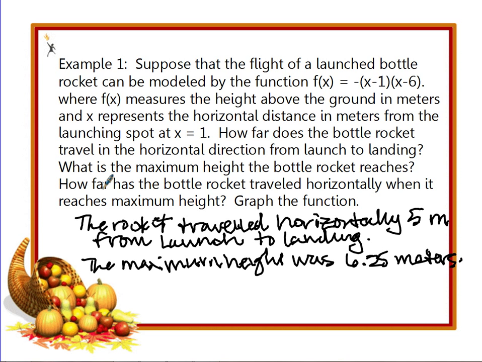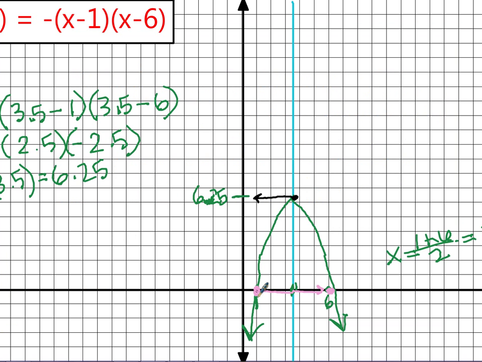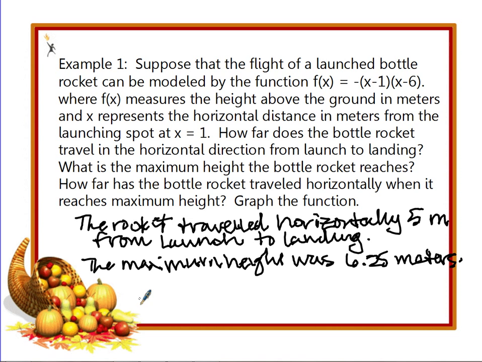The next question says, how far has the bottle rocket traveled horizontally when it reaches maximum height? So from where our bottle rocket started to where it reaches our maximum height, how far did it travel horizontally? It started at 1. It reached maximum height when x was 3.5, which means it traveled horizontally 2.5 meters when it was reaching maximum height. We already graphed the function, so I don't think we'll have to do that again.